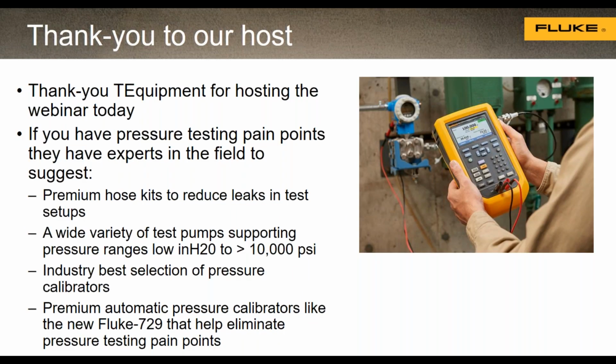So those are the pain points. Think about getting a nice hose kit with self-sealing connections. Get the right test pump, and think about an automatic pressure calibrator like the new Fluke 729 that will help eliminate those pressure test pain points.